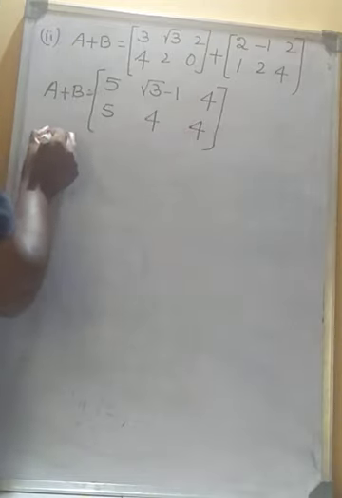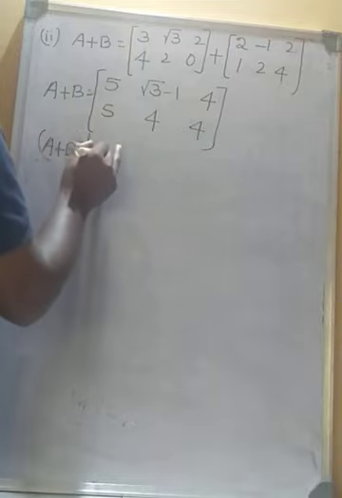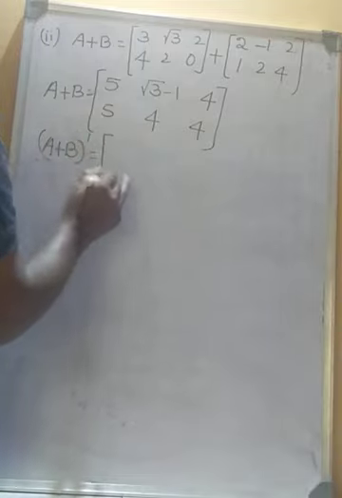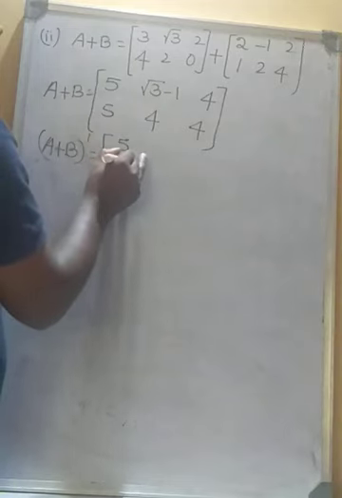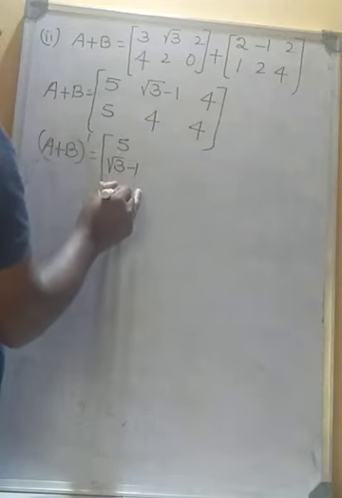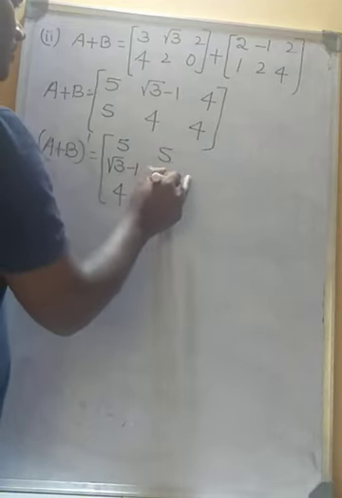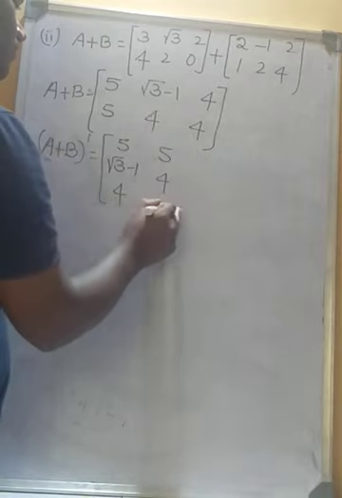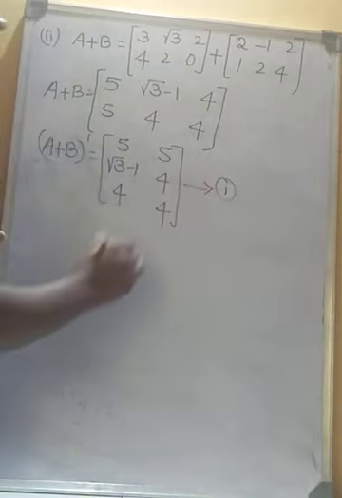So A plus B. Then A plus B whole dash, so write first row, write in first column, 5, root 3 minus 1, 4. Second row elements write in second column 5 4 4. So called as equation number 1.